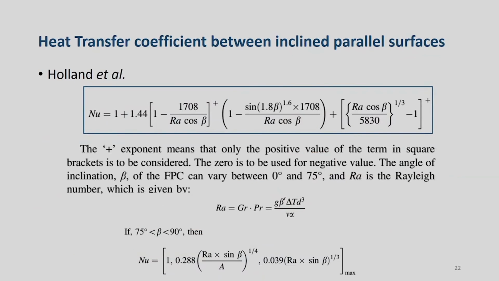This is one more correlation, developed by Holland et al. He has also suggested some range with beta. This beta is the inclination. Like this flat plate collector, some inclination is maintained, so this inclination we have to consider. Based on this inclination, we can use this correlation. If its value is between 75 and 90, then we can go for this. There are other conditions we have to consider for selecting these correlations as well.